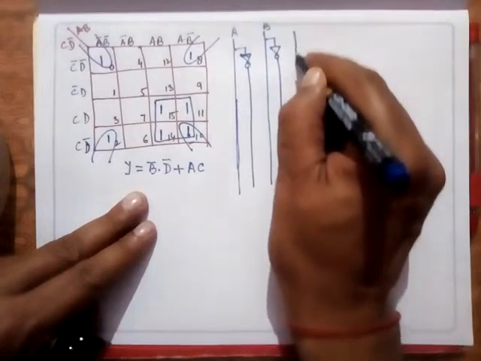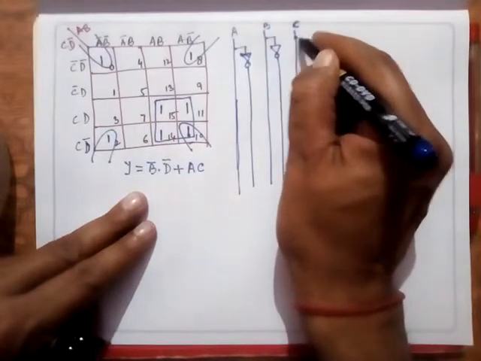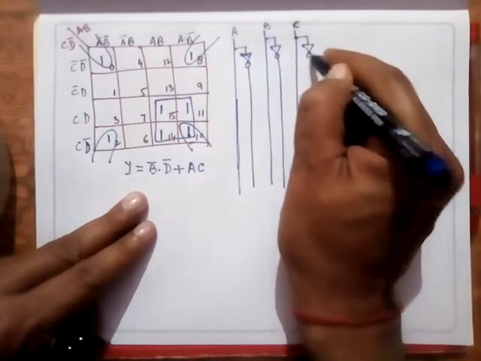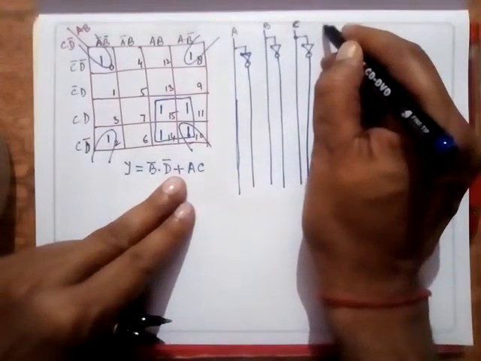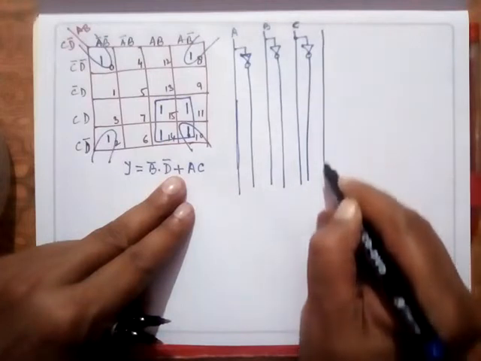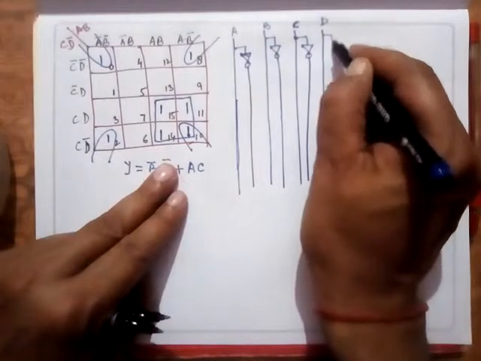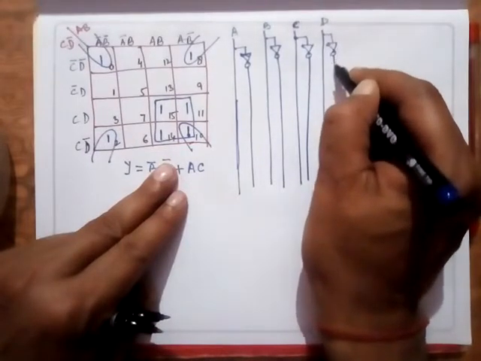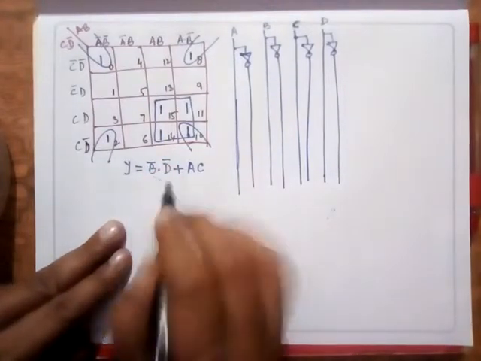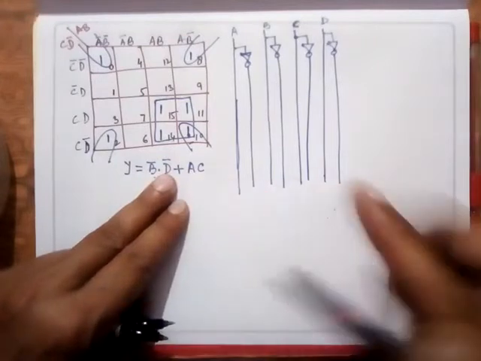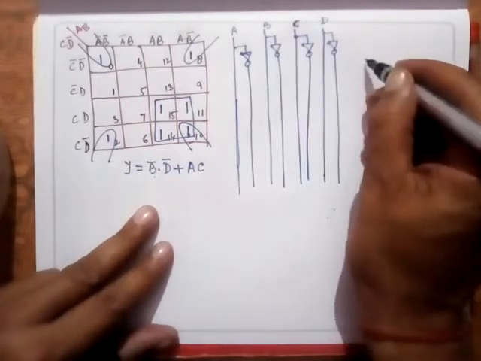Then I take another line for variable C, and I take a NOT gate from here which represents C bar, although I don't need C bar here. And then I take a line for D, and this NOT gate represents D bar. Now for this particular function I need an AND gate, meaning I need B bar and D bar. So what I do, I take here. Let's see.